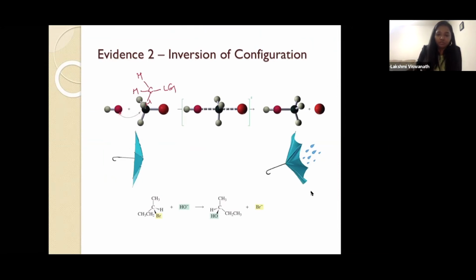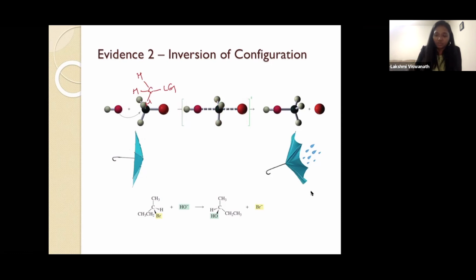As the nucleophile approaches this carbon right here, all these CH bonds are going to try to move away from the nucleophile and its attacking electrons. And in the transition state, the CH bonds are going to be all planar. They're all going to lie in the same plane. And the carbon is going to be pentacoordinate, which means it's going to have three bonds and two partially formed bonds, and it cannot stay there for a long time.